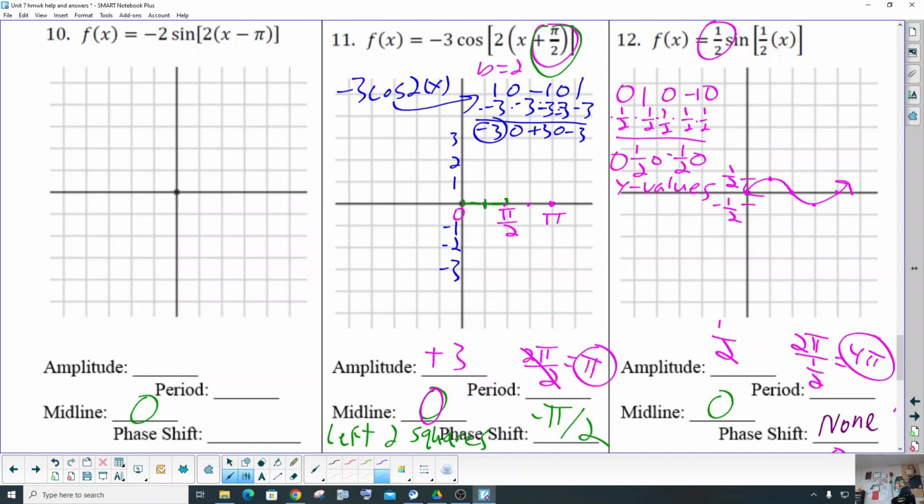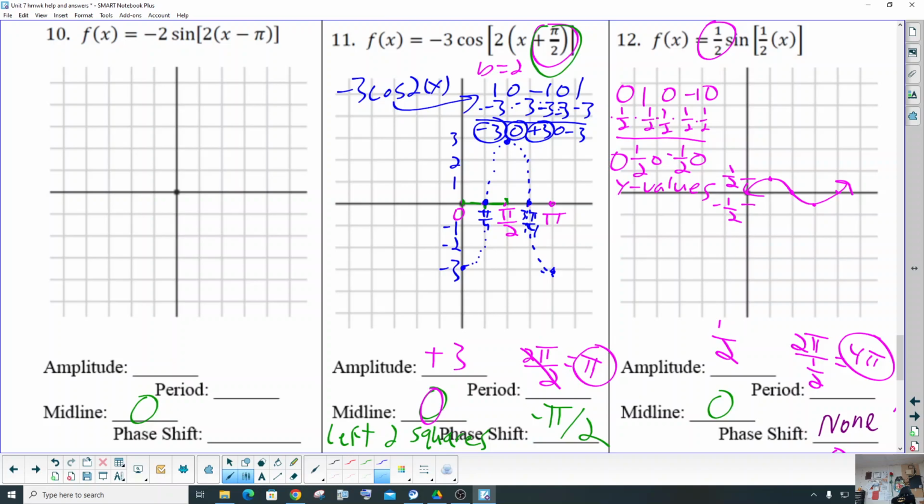We start off at negative 3. Then at pi over 4, which is half of pi over 2, we go to 0. Then we go to positive 3, which is at pi over 2. Then back at 1 pi over 4, 2 pi over 4, 3 pi over 4, we're back to 0, and then back to negative 3 at pi. Again, this is our parent function. We just graph negative 3 cosine x because it's flipped upside down.